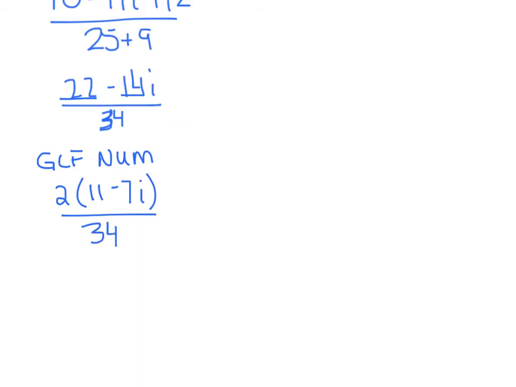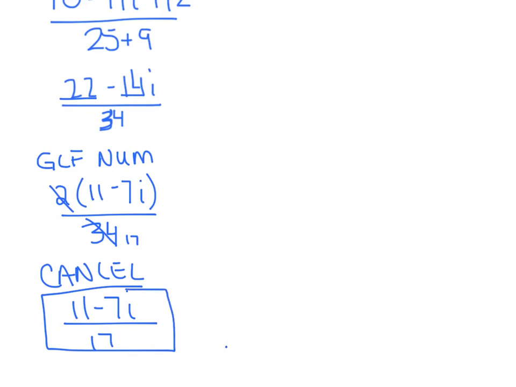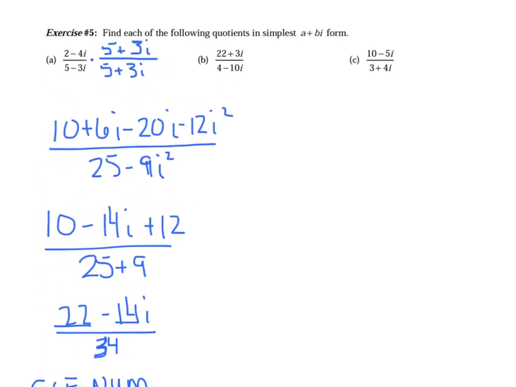Now go ahead and cancel, or reduce, however you like to say it. So 2 goes into 34 17 times. So 11 minus 7i all over 17 is my final answer. A little practice reducing there. Let's scroll back up here and go get the second one.